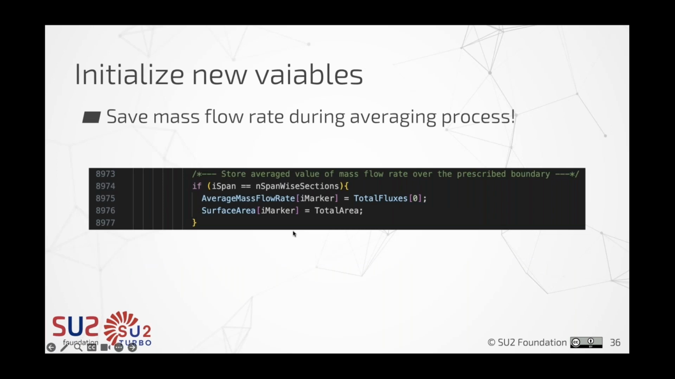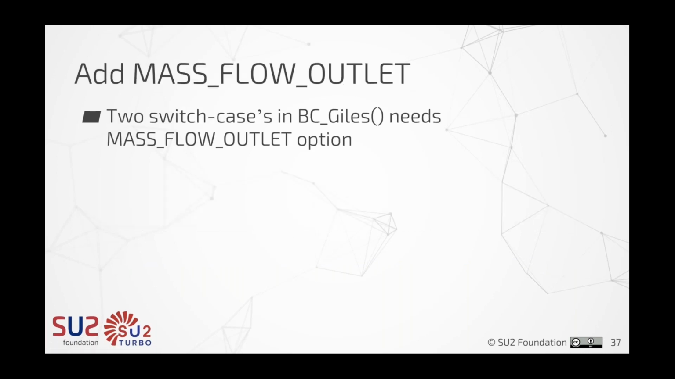This surface area is for the more complex equation. So when we come back, we can add in our mass flow outlet conditions, which is two switch cases. There are two switch cases where you have to add this in, and then we can run our calculations. Is that a good spot to grab a quick coffee? Sound good?